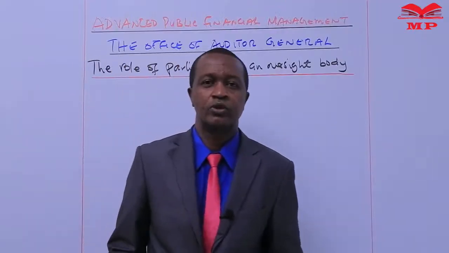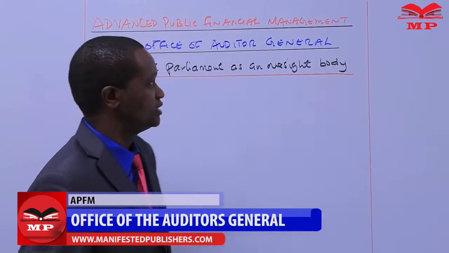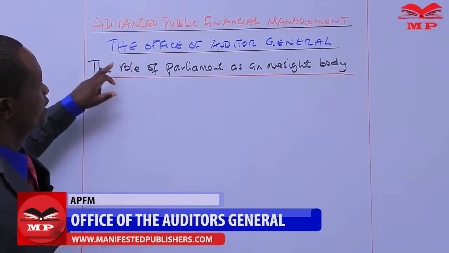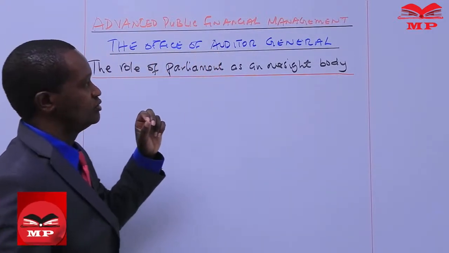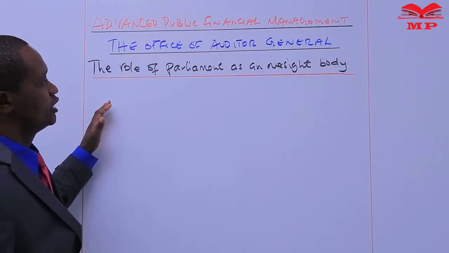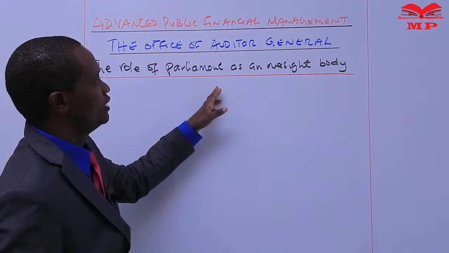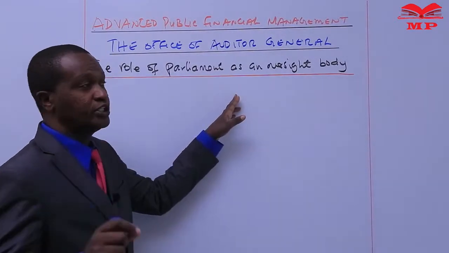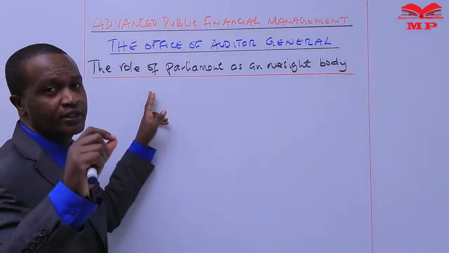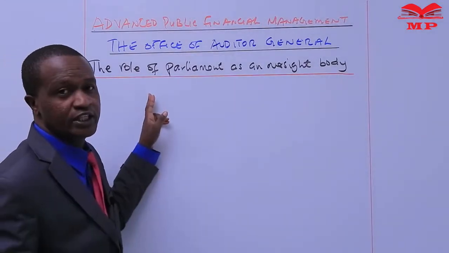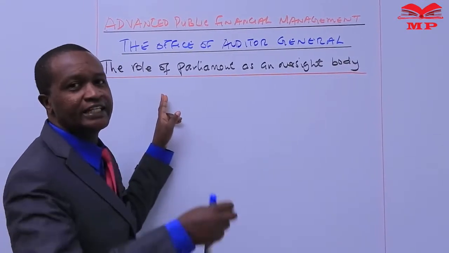Greetings, candidates. Welcome to the study of Advanced Public Financial Management. The topic, the Office of the Auditor General. Candidates, you are expected to explain the role of Parliament as an oversight body under the topic, the Office of the Auditor General. By the end of this lesson, you should be able to explain the role of Parliament as an oversight body.